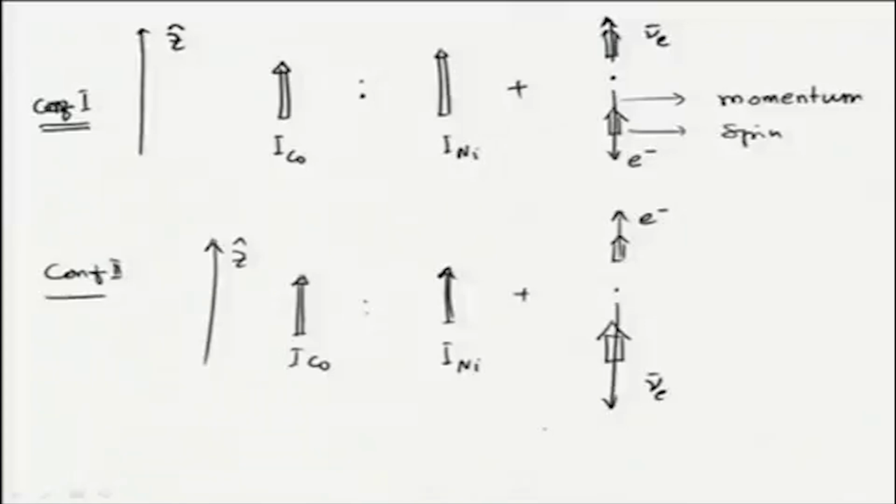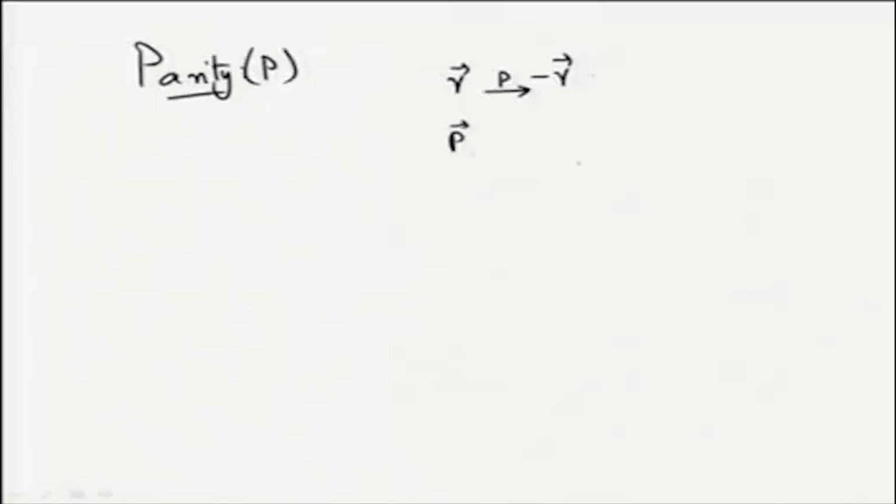This is another possibility. If you apply parity to this, what is parity? We already mentioned that, but let me denote the operation by P. It changes R to minus R, the position vector, and the linear momentum P goes to minus P.